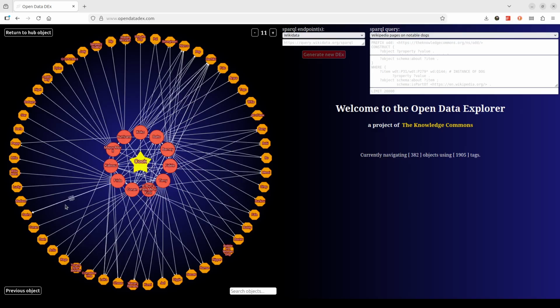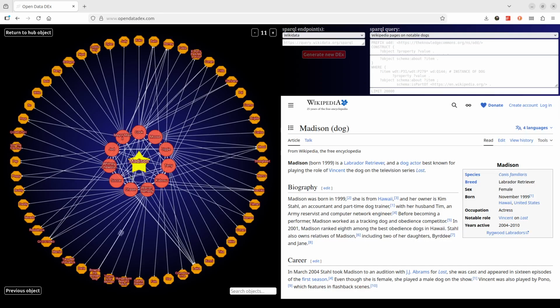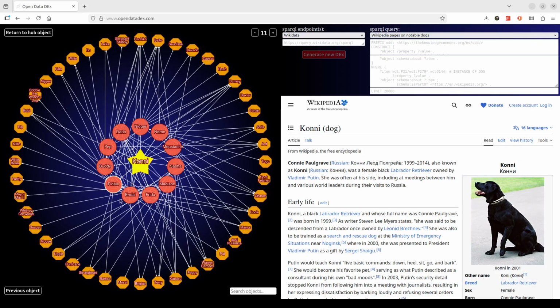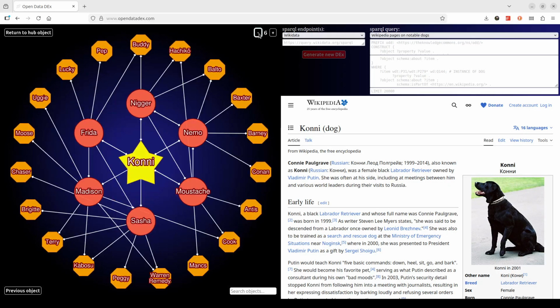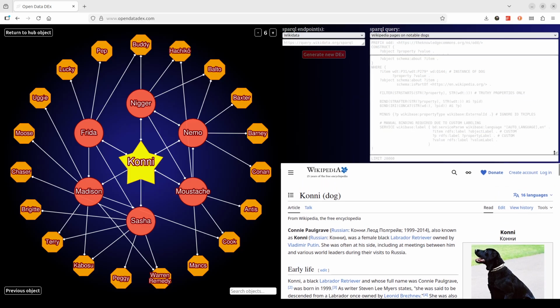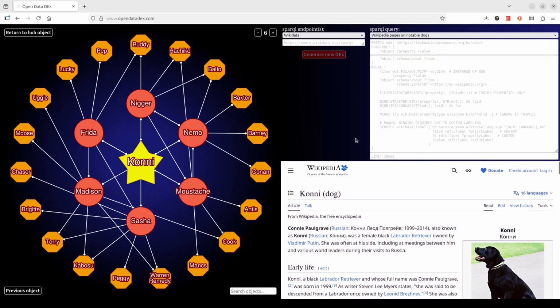And you can always increase the number of connections and maybe get into some weird dogs that you never knew existed, or wouldn't expect a dog to be famous for a certain reason. This dog was owned by Vladimir Putin. All right, well, we could keep going into this data. I'm sure all these dogs have different stories and it would be really fun. Feel free to go to OpenDataDex and make this dex and go through your own exploration. But right now, let's get into the actual query of this.